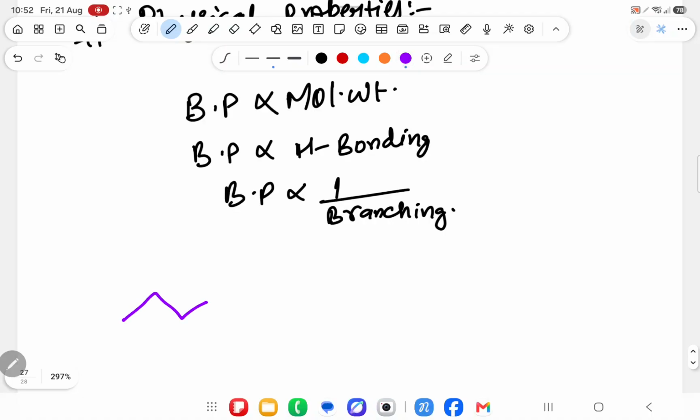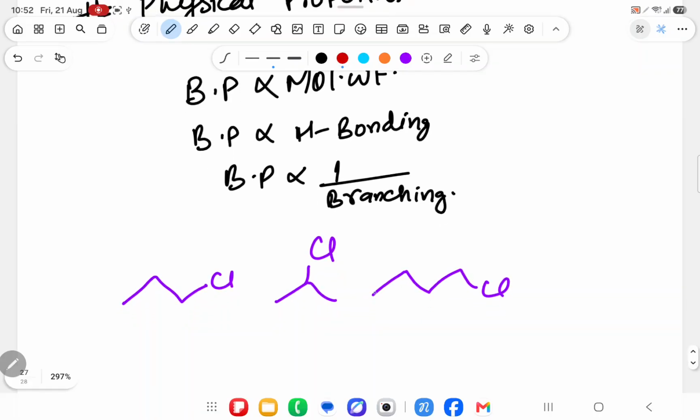Suppose we have three compounds with Cl, numbered 1, 2, 3, that is A, B, C. Molecular weight is more in C. Then over here we have no branching, over here we have branching, and over here we have more branching, so boiling point is inversely proportional to branching. Then A, then B. Boiling point understood?